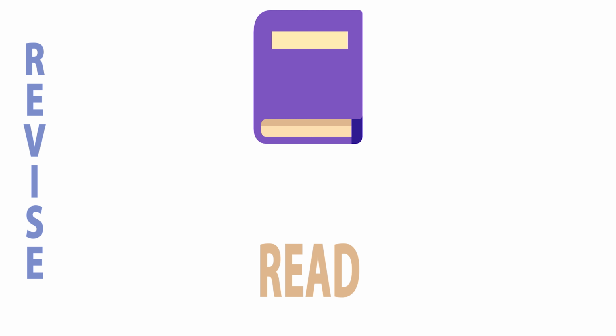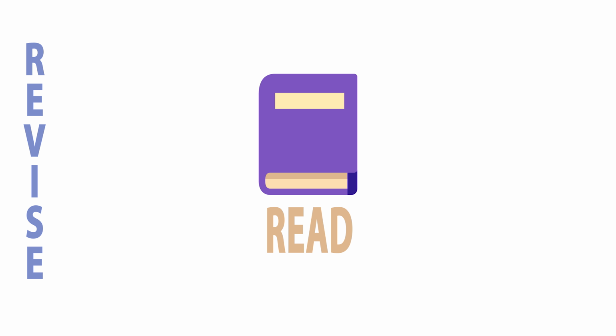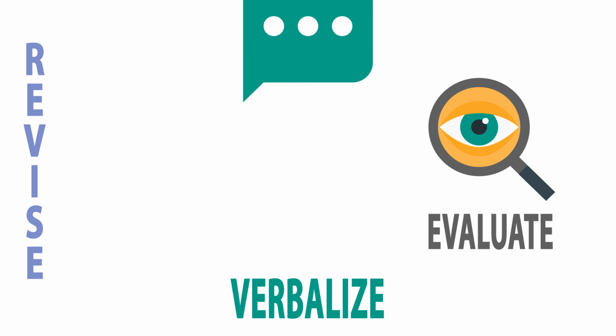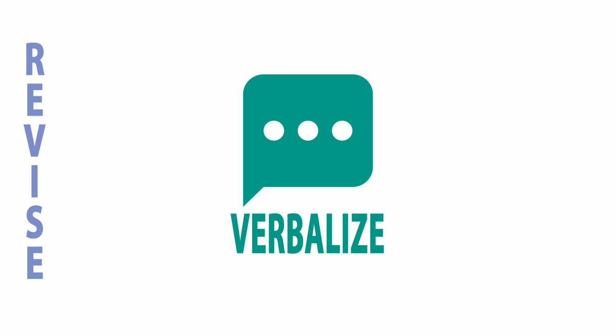R stands for read. Read your essay softly to yourself and mark words or parts that will need changes. E stands for evaluate. Evaluate means to decide what the problems are and changes that are needed. V means verbalize. Verbalize or say what you are going to do to fix problems and make changes.